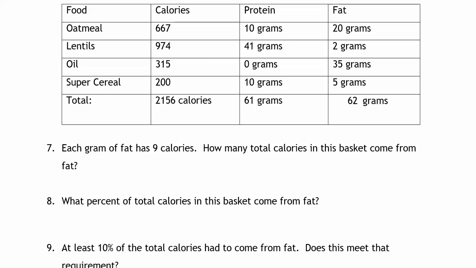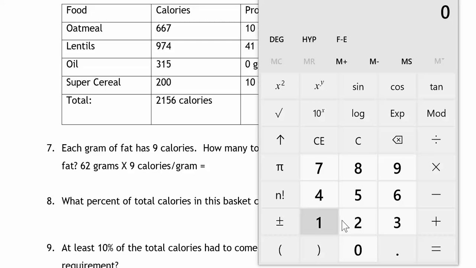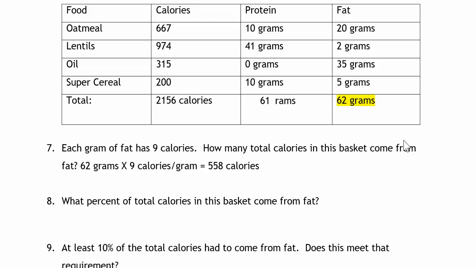Now let's look at fat. I reorganized so I can see the table and the question all at once. Number 7, each gram of fat has 9 calories. How many total calories in this basket come from fat? Looking up in my table, I see that this basket had 62 grams of fat. So I'm going to take 62 grams of fat times 9 calories per gram will give me the total calories from fat. 62 times 9, 558 calories from fat.